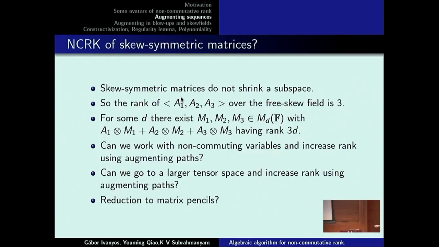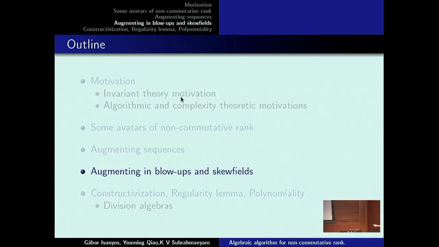So that is one idea, and the other idea is once again reduce it to matrix pencils. So remember that BL matrix that we wrote, xi1 A1 plus xi2 A2 plus xiL AL, we'll somehow want to use that in a matrix pencil, and these xi's are going to be non-commuting variables. And let us see whether we can actually do this. And indeed, it turns out by going to blow-ups and going to skew fields, one can actually do this.